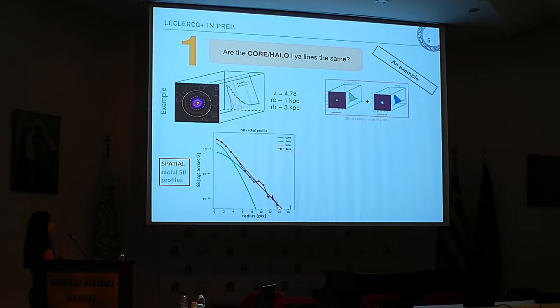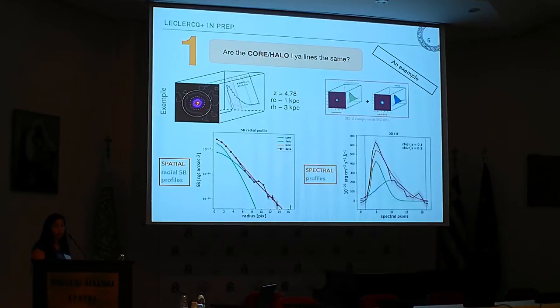So nothing surprising here. We found the surface brightness profile of the core component in green, which has been fixed, and the scale length of the halo component in blue. Nothing surprising, because it has been fixed here. But for the spectral component, this is what we get from the fit.